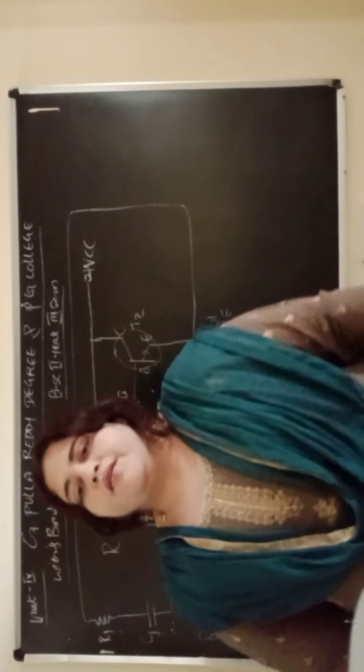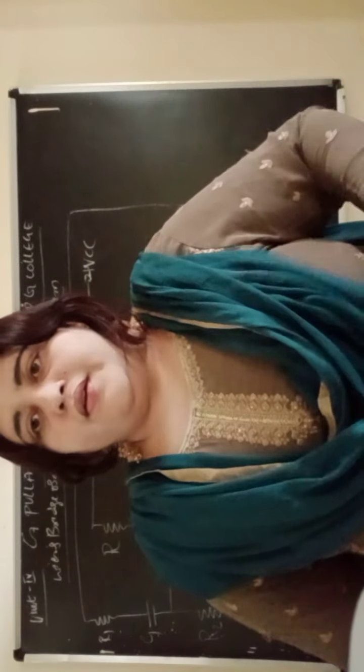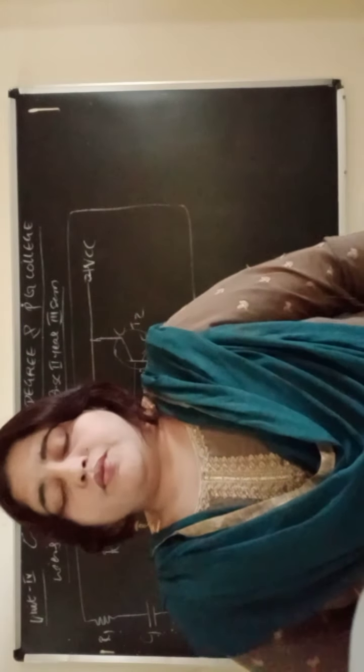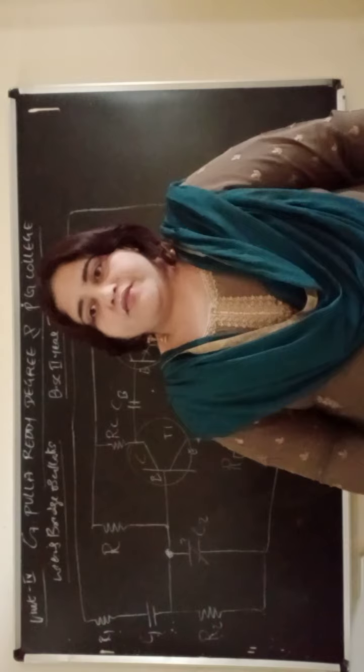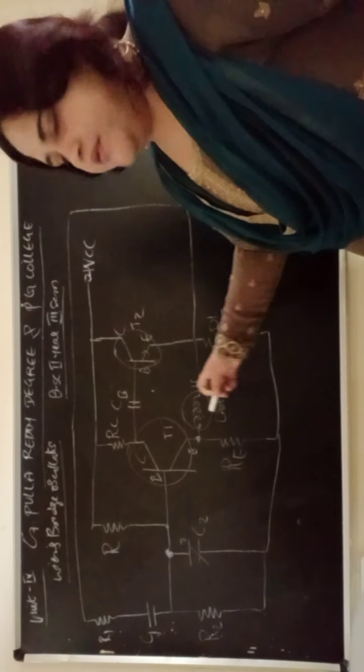Now we are going to see the circuit diagram of the Wien-Bridge oscillator, where we have connected the Wien-Bridge network in the feedback part. Okay, now we will see. Now see, the circuit diagram of the Wien-Bridge oscillator, where you will use the Wien-Bridge network in the feedback form. So here now you can see the diagram.